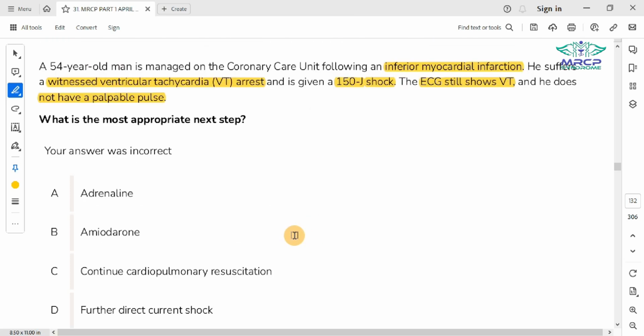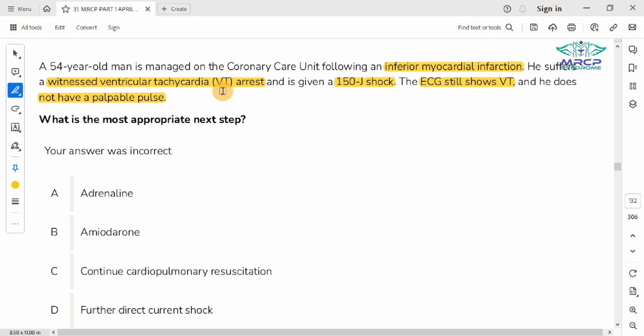No, not direct cardioversion. So adrenaline. The most appropriate next step for this 54-year-old man presenting with pulseless VT following a 150 joule shock would be to continue cardiopulmonary resuscitation. Okay. So this pulseless VT, CPR.